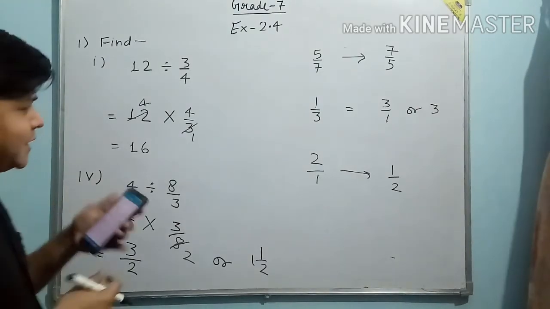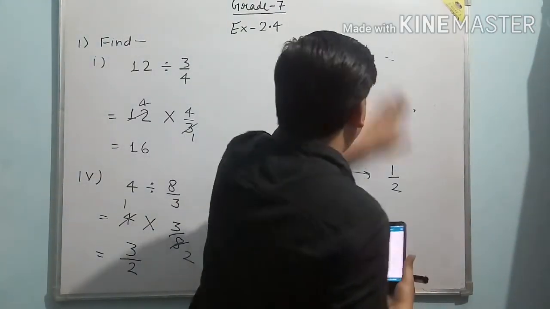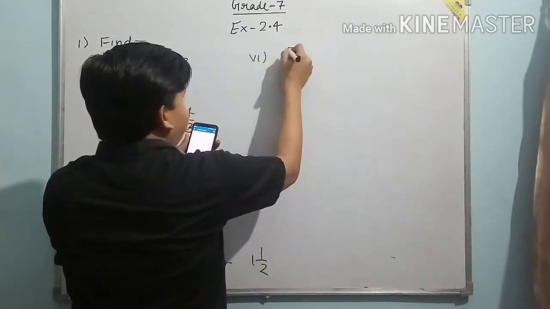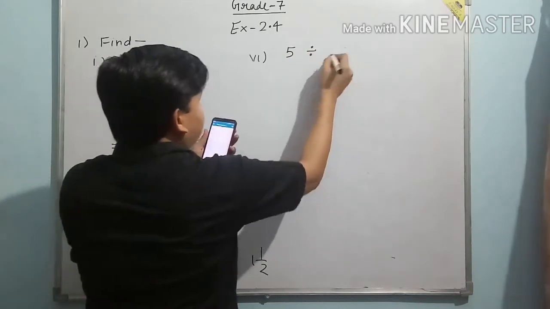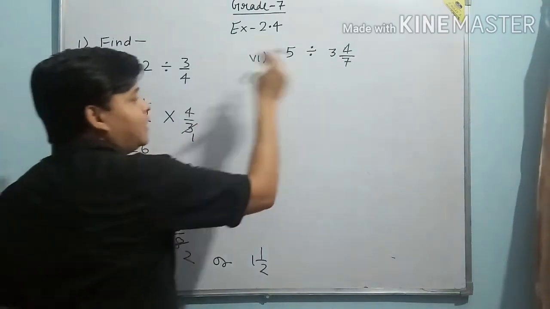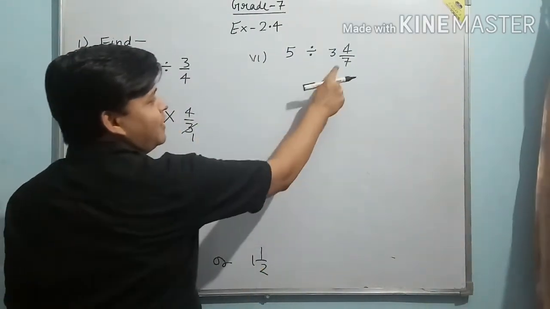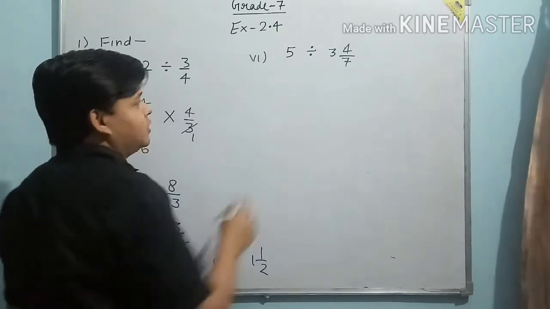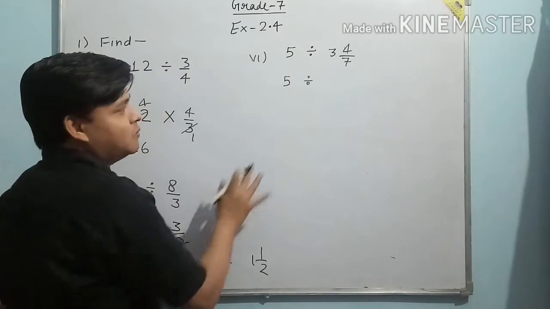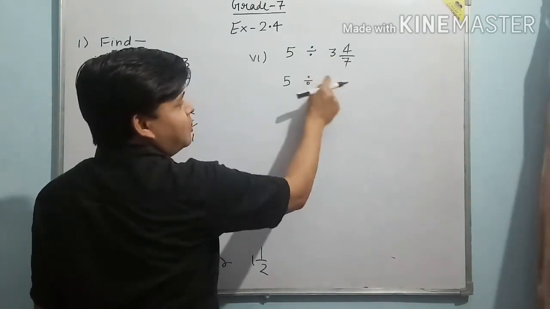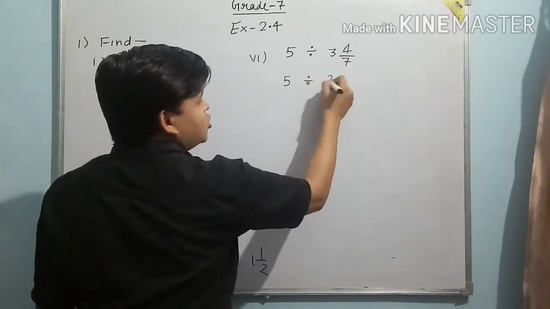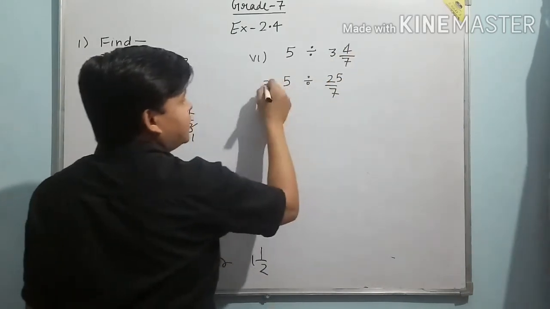Similarly, now its sixth part. So let me erase this. The sixth part is 5 divided by 3 complete 4 upon 7. So before dividing these two numbers, first of all you will convert this mixed number into an improper fraction. So 5 divided by as it is. Right now I am not going to divide these numbers. First I am just converting this number into an improper fraction. So that will be 7 3 times 21 and plus 4, so 25 upon 7.